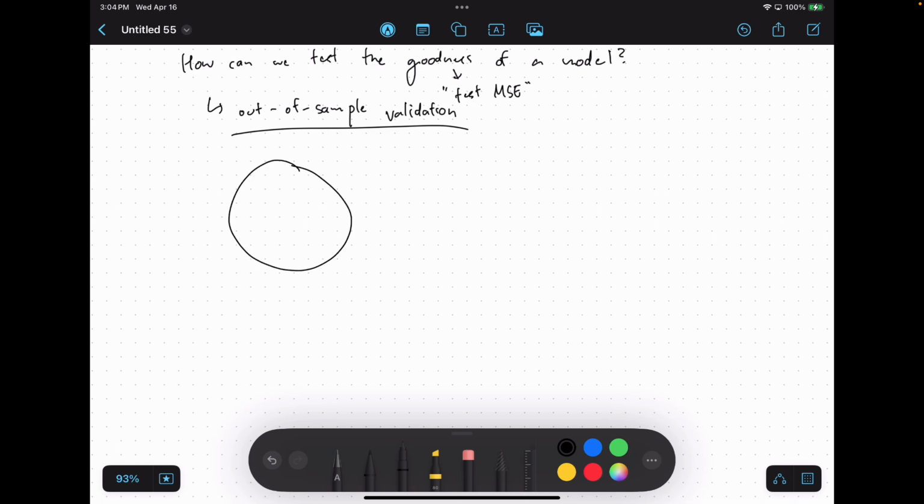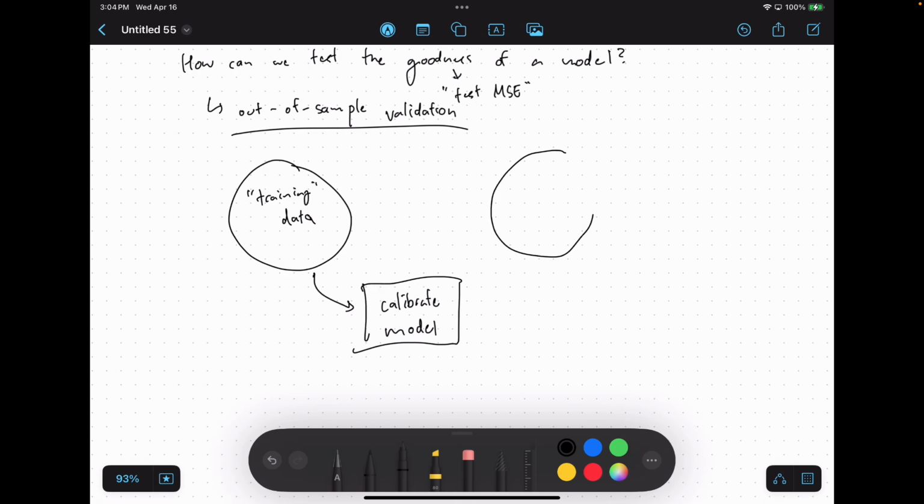Okay, so we have some set of training data. This is then used to calibrate the model. And then alongside a testing set of data, we then, let me write it first, test the model.